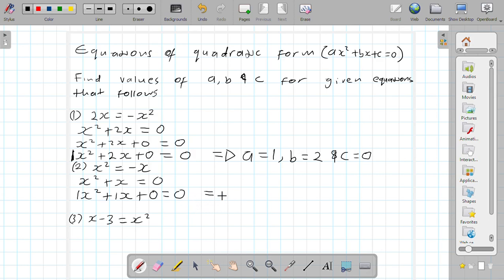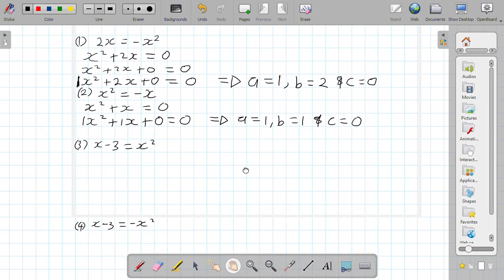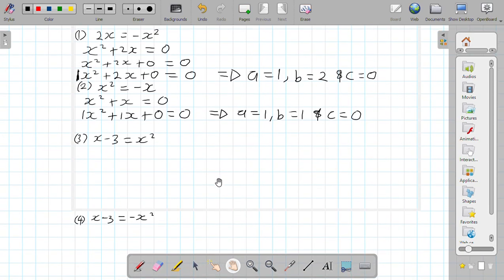So for your values of a, b, and c, we have a equal to 1, b being 1 as well, and c being equal to 0, just like the previous example we did there. So once more, please don't just watch this video without attempting these questions on your own. As I suggested before, pause the video and attempt before you continue watching.